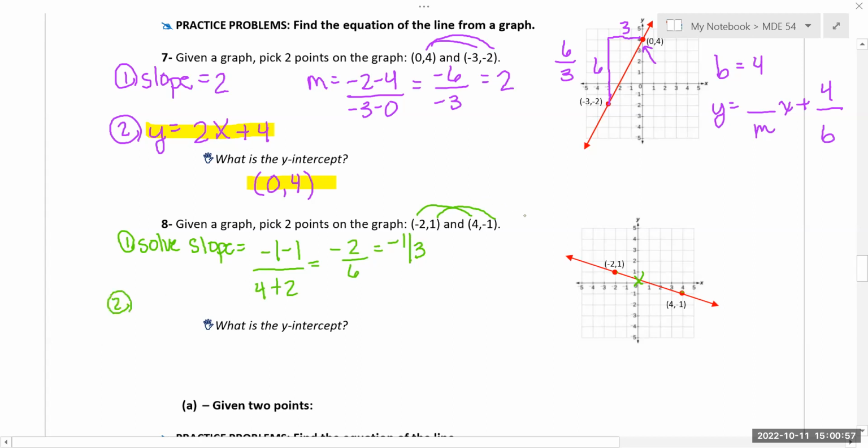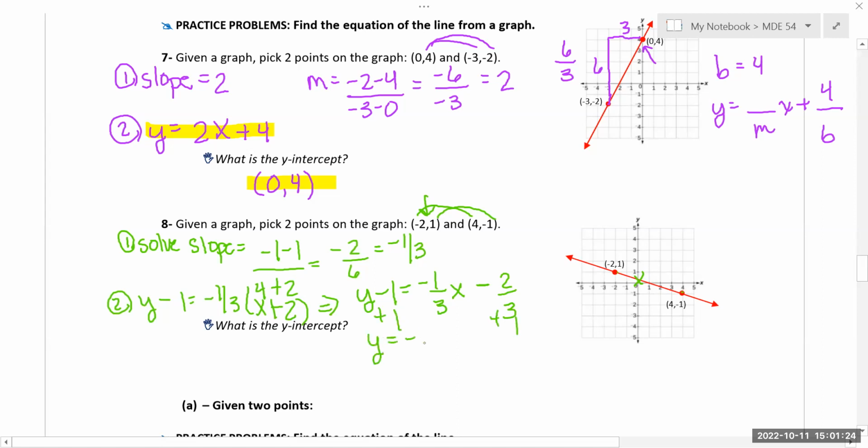Now I'm going to have to pick any point. It doesn't really matter which point you pick, really. I'm going to go with the first one and do y minus y1 equals -1/3 times (x minus x1). So y minus 1 equals -1/3 x minus 2/3. I distributed the -1/3, plus 1. So I get y equals -1/3 x plus 1/3. Oh, I was right. It was a third. All right, so my y-intercept is (0, 1/3). So I've got my answers there. So that's if you have a graph, you can grab the points off it.